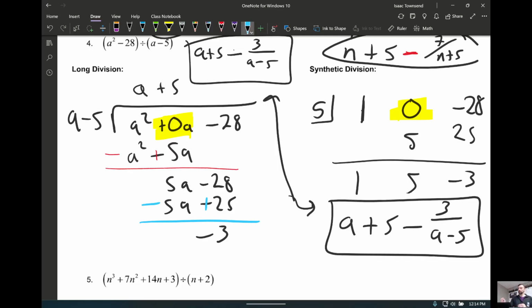But this is important. No placeholder on synthetic division. It's going to give you a totally different set of numbers, and you're going to have no idea that that's wrong. Long division, optional. But you can see it was kind of nice to have those line up. Okay, anything you'd like to ask about with number 4?